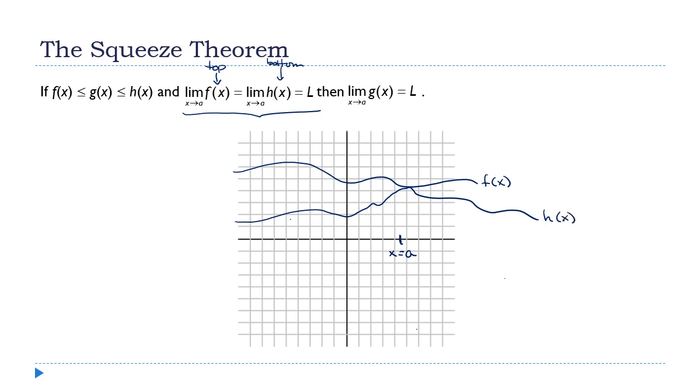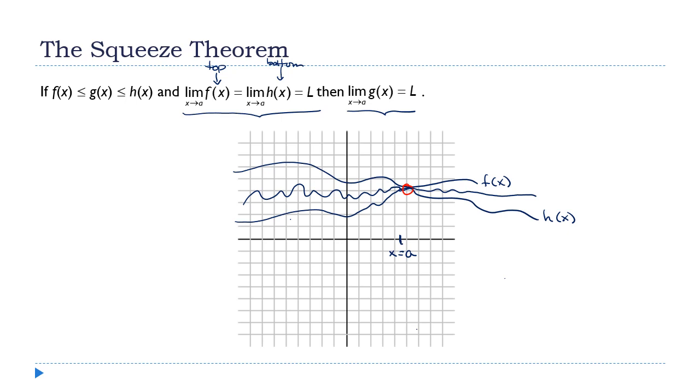Okay, now what about g? G, remember, is sandwiched between the two of them. So it could be doing all sorts of bizarre craziness in here, but when it gets to this point, it has to meet up and slide between the other two, right? And that's what this last part is saying. The limit of g of x at a is also L because it's squeezed down in between the other two.